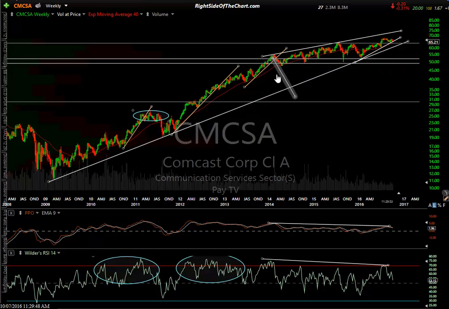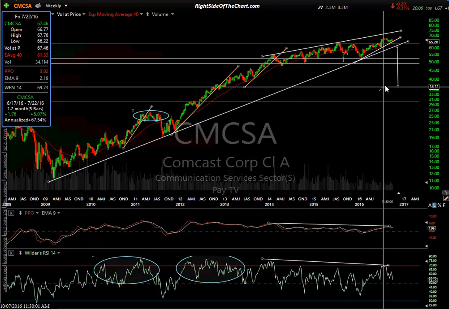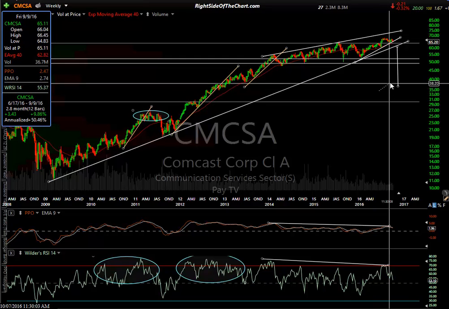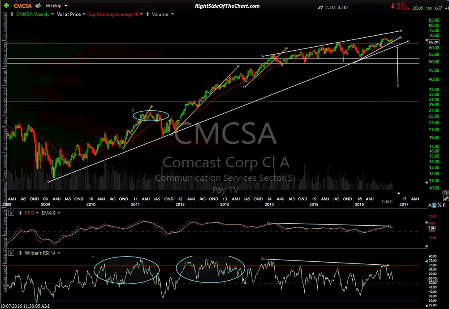And that projects, well, here's our measurement. If you take the widest part of the wedge right there, add it to the point the wedge breaks down. I'm talking the bigger wedge, the primary uptrend line. Let's just say it breaks down right here. That would bring us down quite a bit. And this would actually be my target here, a little bit above that. I see some decent support around there.